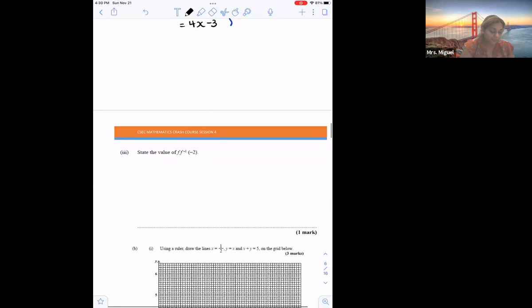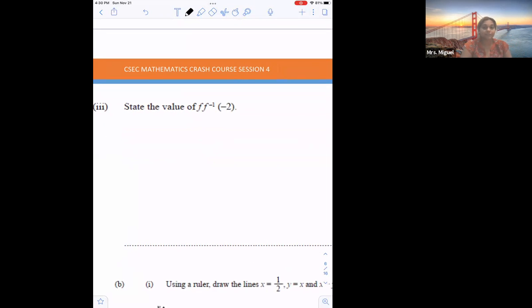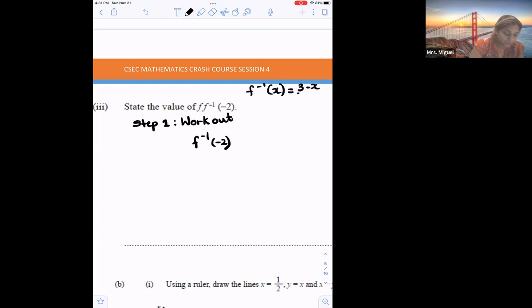State the value f of f inverse of negative 2. So we have to work out, step 1, f inverse of negative 2. So you are going to do it. The function f inverse is (3 minus x) over 2. So work out that for me first.